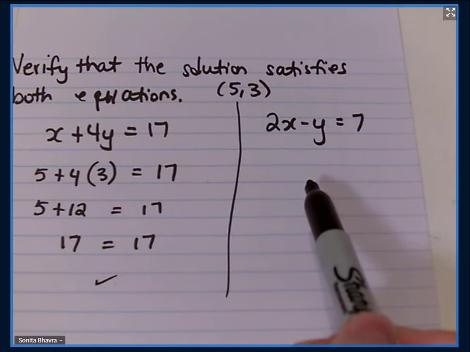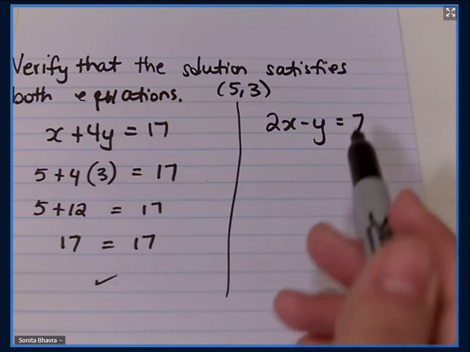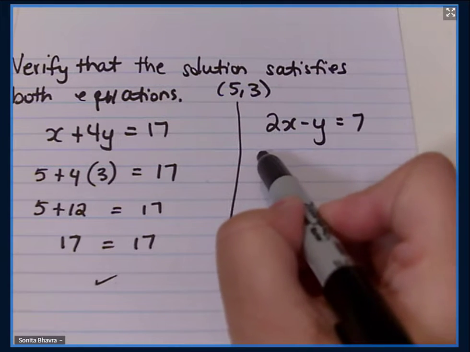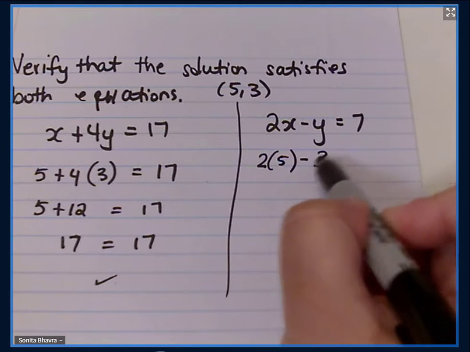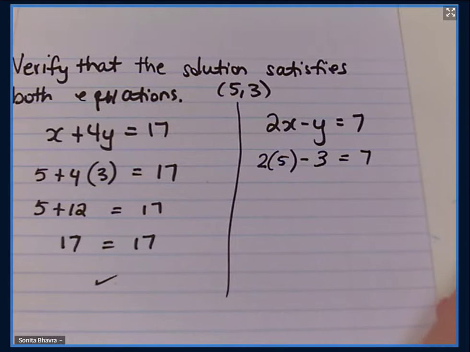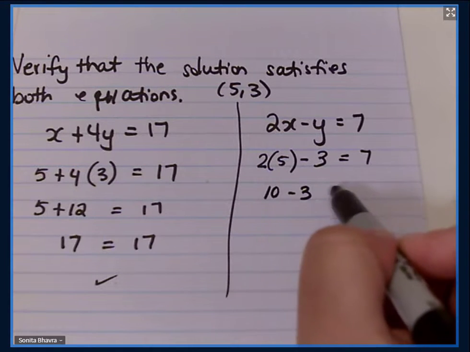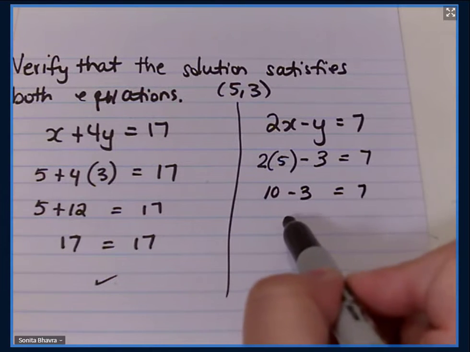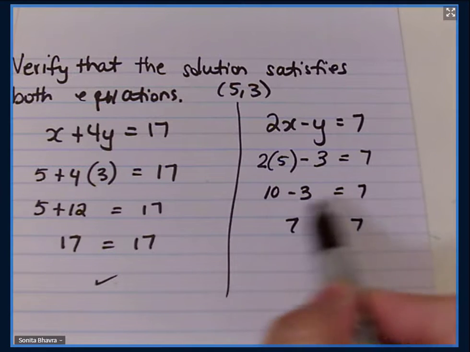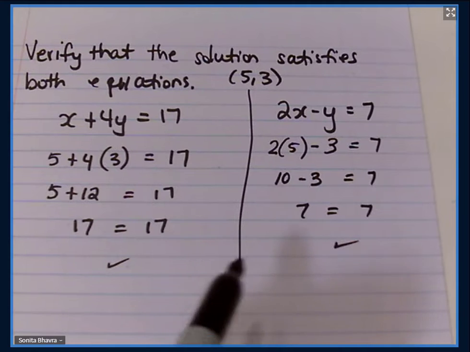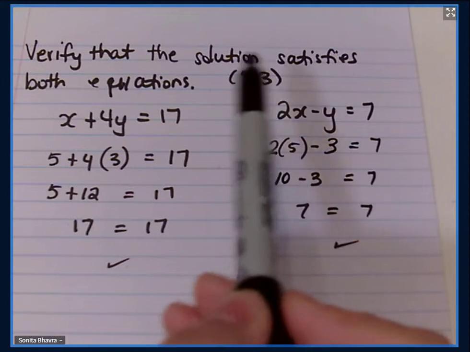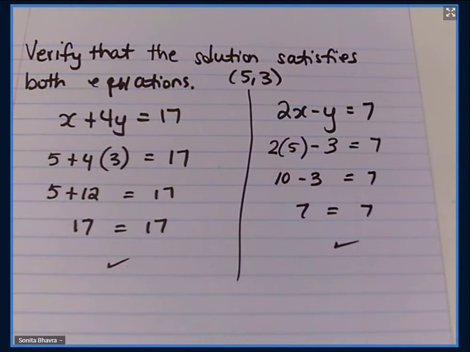2x minus y equals 7. That's our second equation. So let's verify this as well. 2 times 5 minus 3 has to equal 7. We get 10 minus 3 equals 7. And it is verified. 7 equals 7. So left side equals right side. So this solution, 5, 3, is verified for both lines.